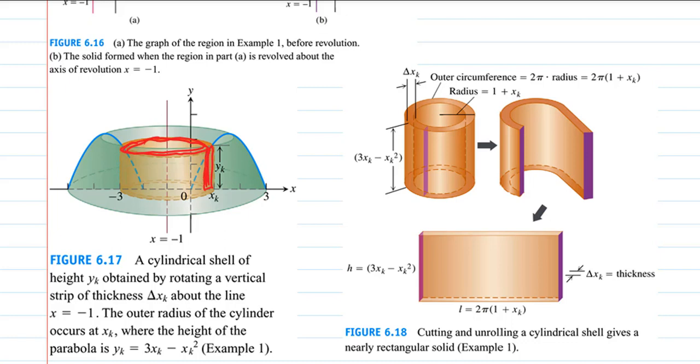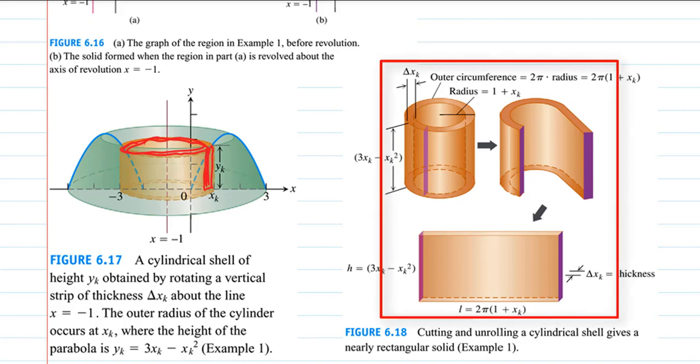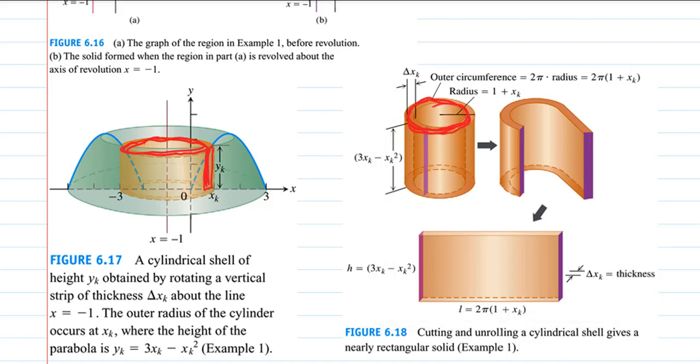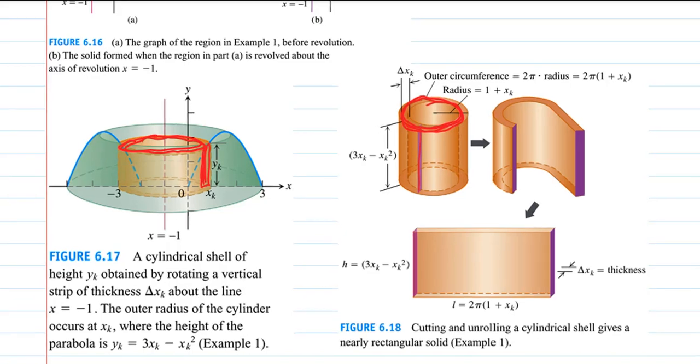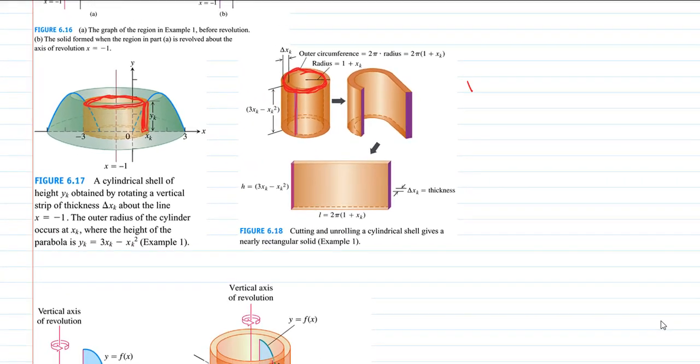And if I were to take that shell out, that's what I've done in this picture right here, I take that one single shell out of this shaded region, and I cut that shell along this purple line right here, and I roll it out flat. What I have then is a slab that looks like a rectangular prism. And we know how to find the volume of a rectangular prism. It's the base times the height times the thickness.